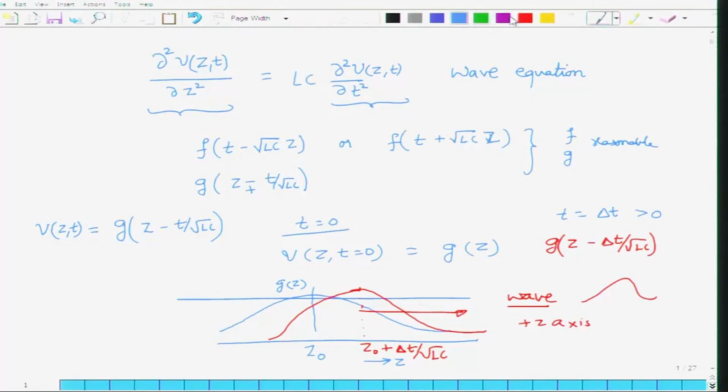Now instead, if you had started off with the function, let us say g of z plus t by square root LC, at t equal to 0 you would still have the original function g of z, but if I now increase my time, the peak should now occur earlier in z, correct. So the peak would now occur at minus z0 plus delta t by square root LC, right. So this is a wave which is actually moving in the negative z axis, and therefore this particular voltage would correspond to a wave which is moving along minus z axis.